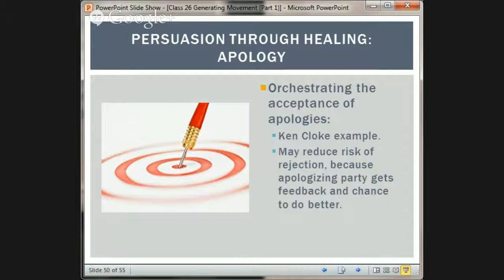And that's, to me, pretty darn good. And usually the person on the receiving end will accept it at that point, if it's in that range. Okay. One of the advantages of this is that it may reduce the risk of rejection because the apologizing party gets feedback and a chance to do better.